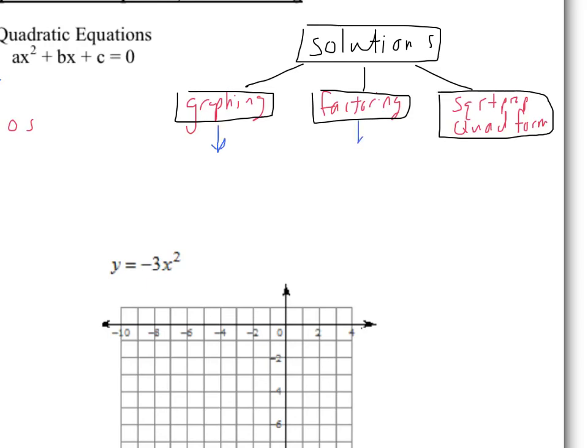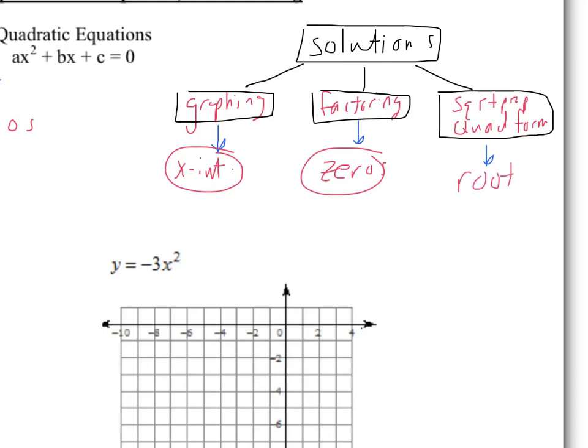And then when you solve with these three different methods, the solutions for graphing are called x-intercepts. The solutions for factoring are called zeros. And the solutions for square root property or quadratic formula are called roots. Again, same thing either way, but they have different names.